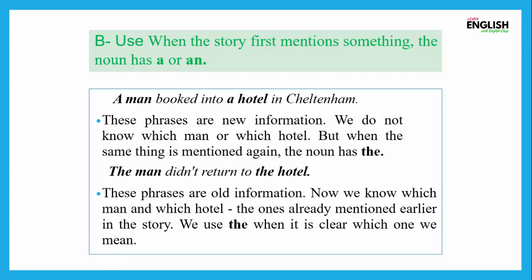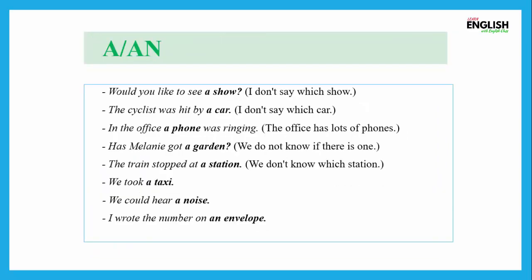We use the when it is clear which one we mean. A and the. Would you like to see a show? I don't say which show. The cyclist was hit by a car. I don't know which car. In the office, a phone was ringing. The office has lots of phones. Has Milan got a garden? We don't know if there is one.